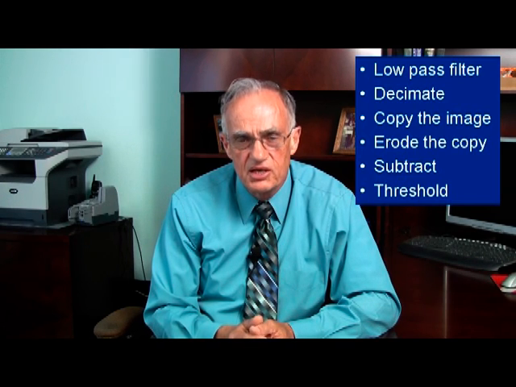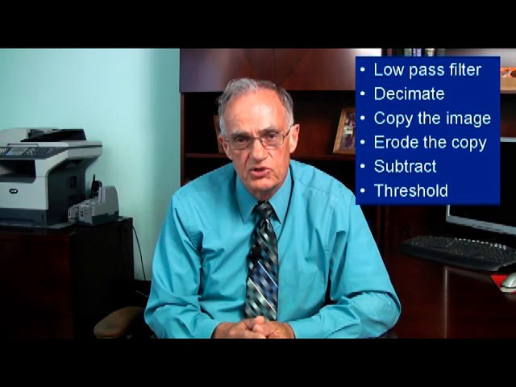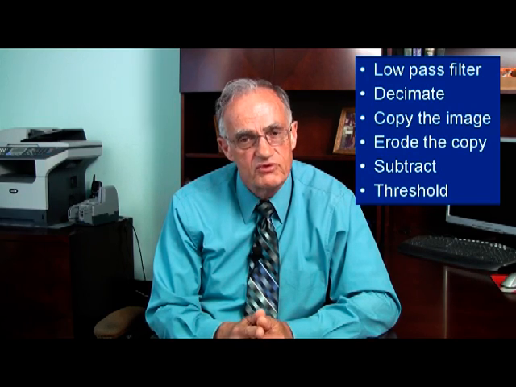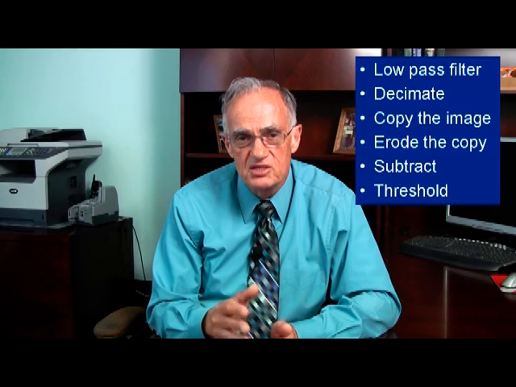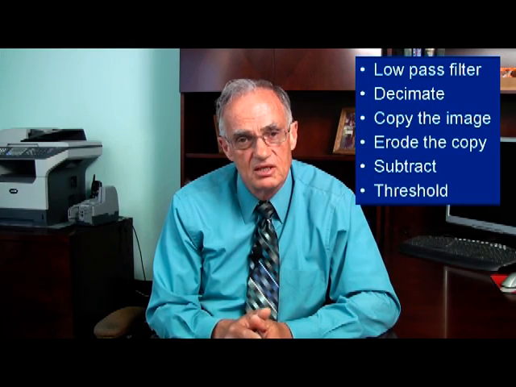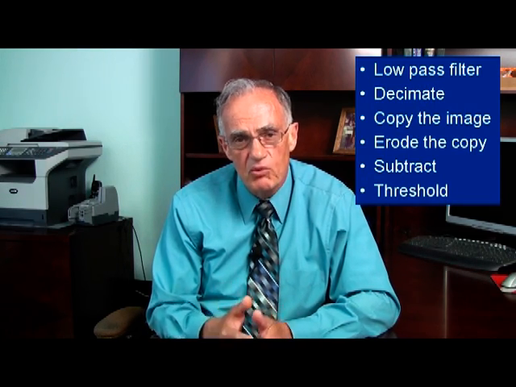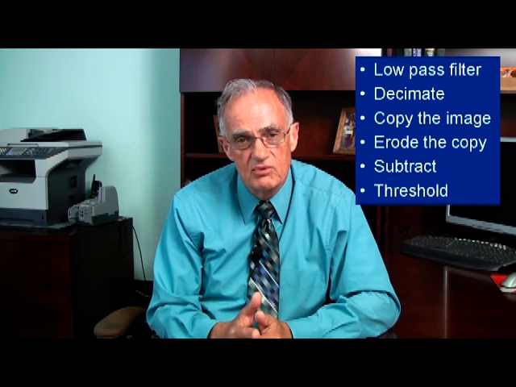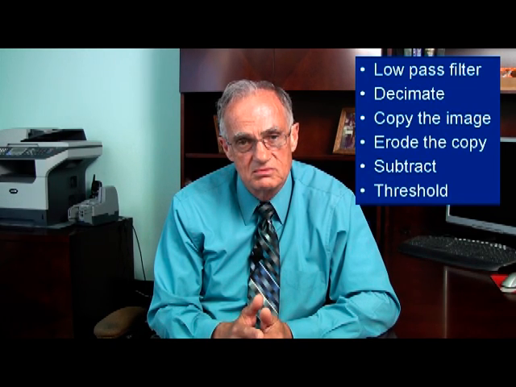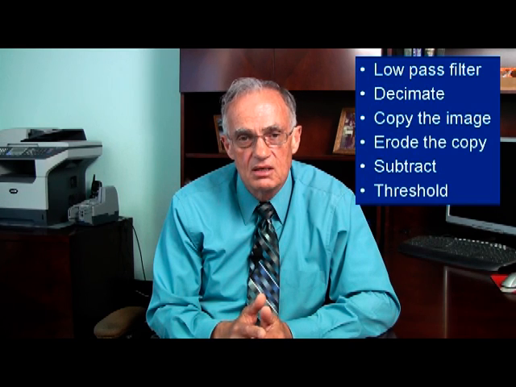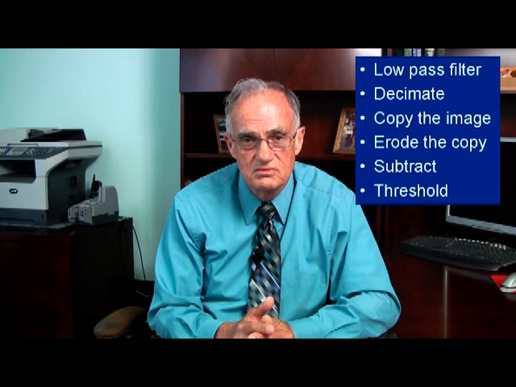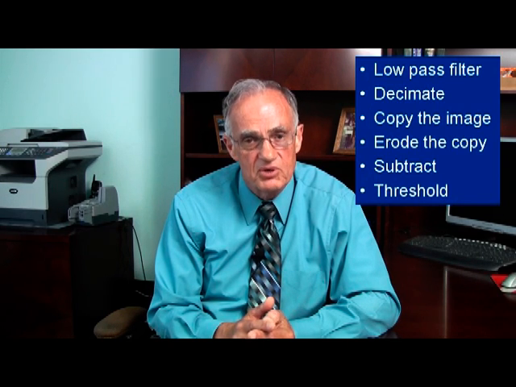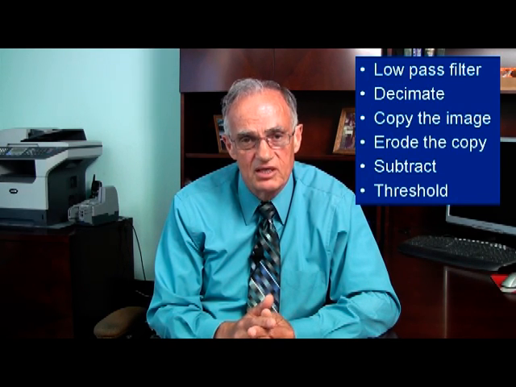Second, decimate your image. Reduce the number of gray levels from 256 down to, say, 64. This means every group of 4 gray levels in the original image is replaced by 1 gray level in the resulting image. Next, make a copy of the decimated image. The 4th step is to erode that decimated image with a 3x3 structuring kernel.